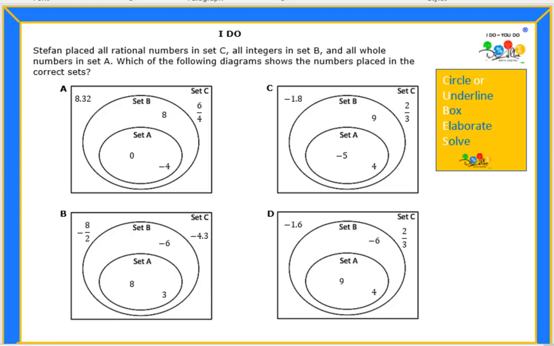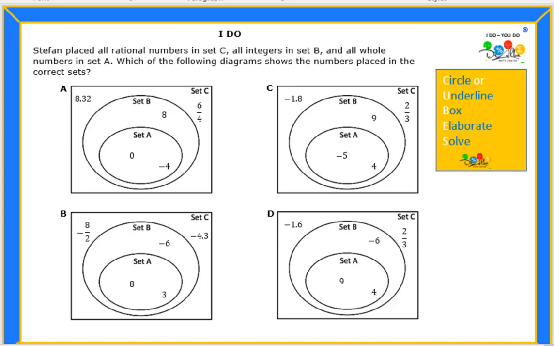Hi everyone, let's read this problem. Stefan placed all rational numbers in set C, all integers in set B, and all whole numbers in set A. Which of the following diagrams shows the numbers placed in the correct sets?